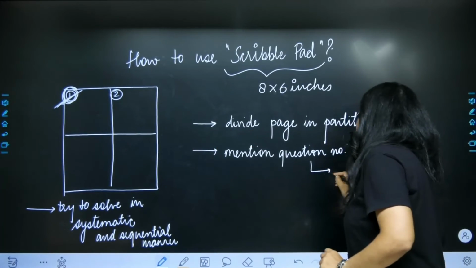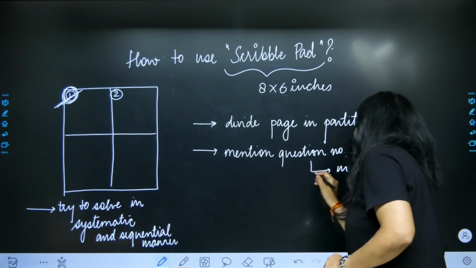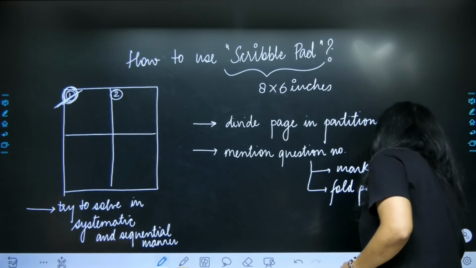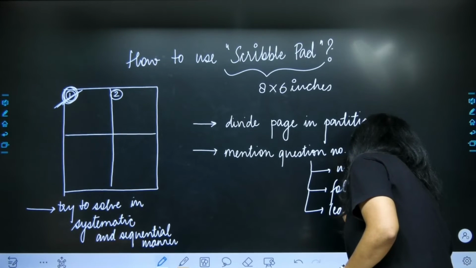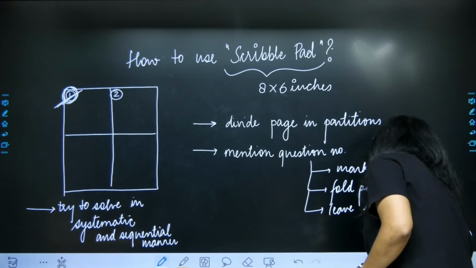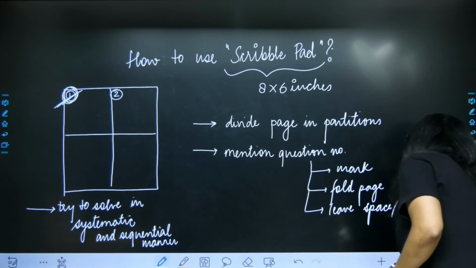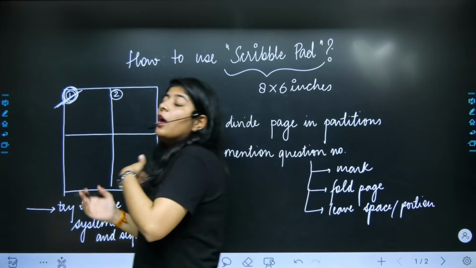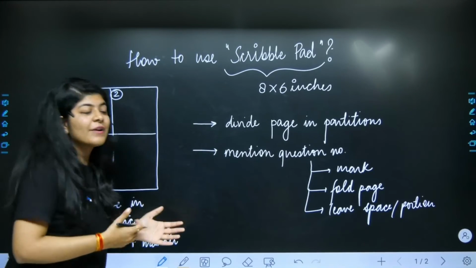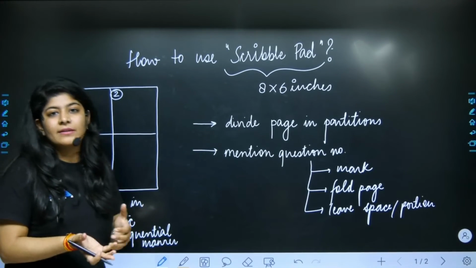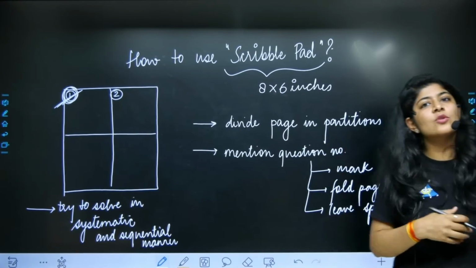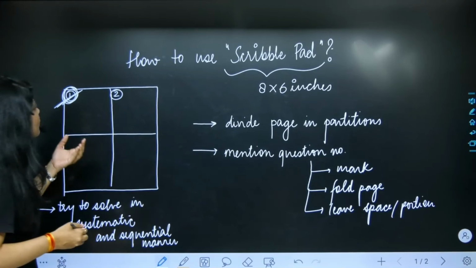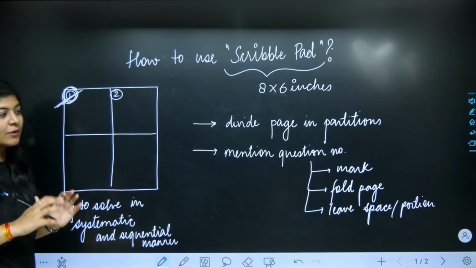So what we can do is mark that particular question, fold that particular page, or leave space or portion after that question, and try to solve conceptual questions in your mind. As we know, there are so many word problems which we can solve in our mind. There is no need to use the scribble pad for such questions.